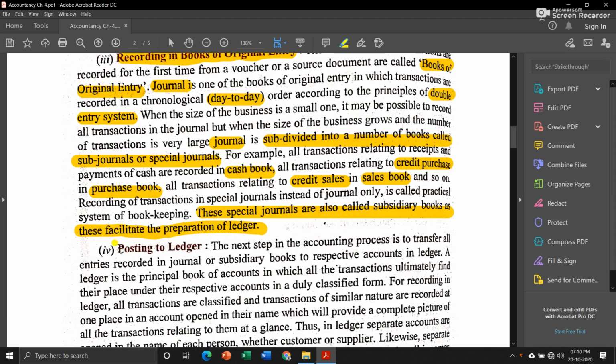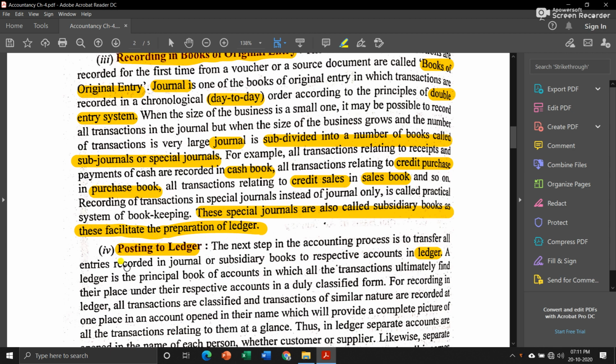After preparing those special journals, we will prepare the ledger. The fourth step is posting to the ledger. The next step in the accounting process is to transfer all entries recorded in the journal or subsidiary books to the respective accounts in the ledger. That means after recording in the journal or subsidiary books, we take all the transactions and post them in the ledger. In the ledger, all the similar transactions related to one account will be recorded separately.